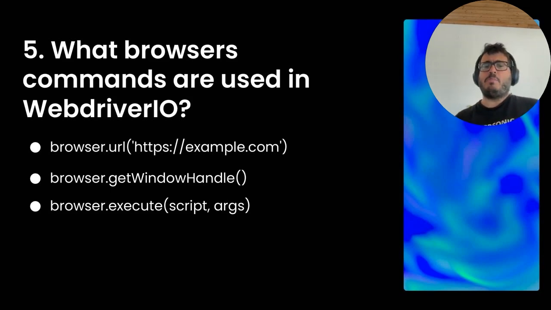If your interviewer asks about this, you need to ask yourself and reply back with a question: what are we trying to automate? Because there are plenty of browser commands. You can use URL, for example, which is the first answer. You can navigate to your web page. You can use get window handle to take the handle of, or the focus on, your window. And browser execute is a nice example if you want to execute some JavaScript within your browser. These are just three that came to my mind.